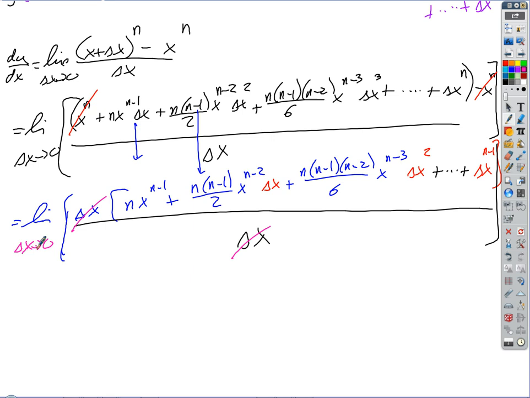Well, what's going to happen to all but one term in that expansion? They're going to go to 0. Everything with a live delta x in it, after we cancel out the factored one, is going to go to 0, right?